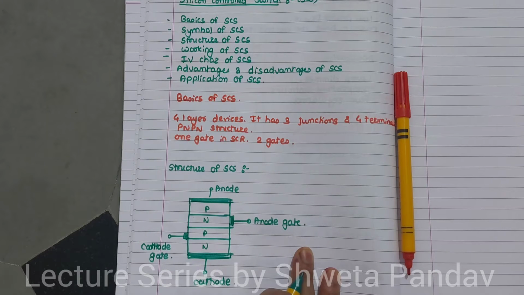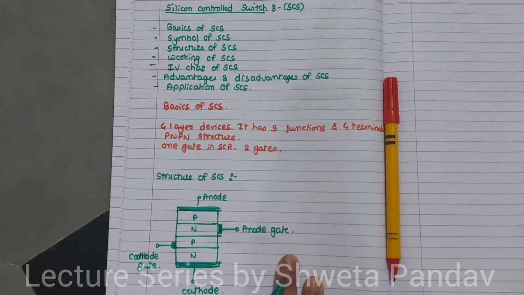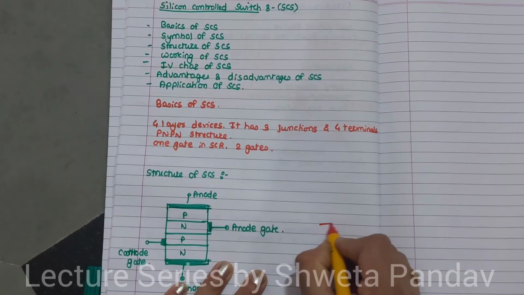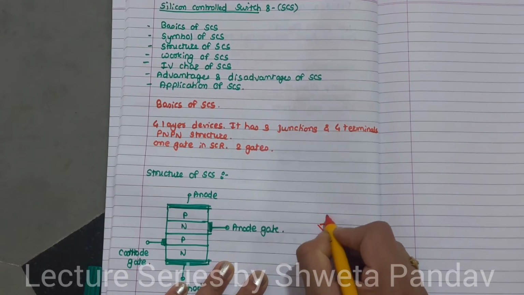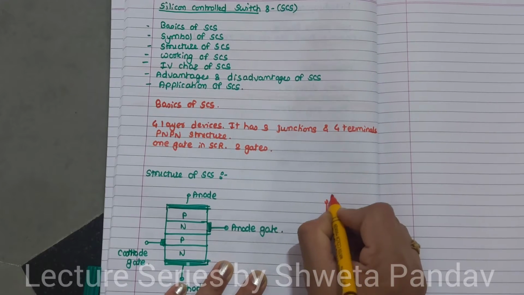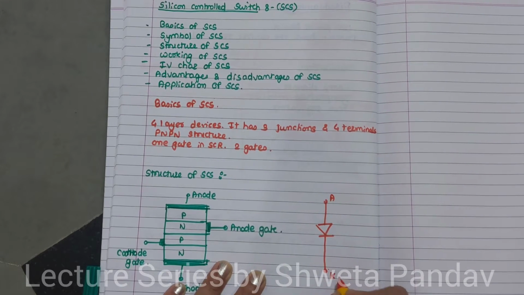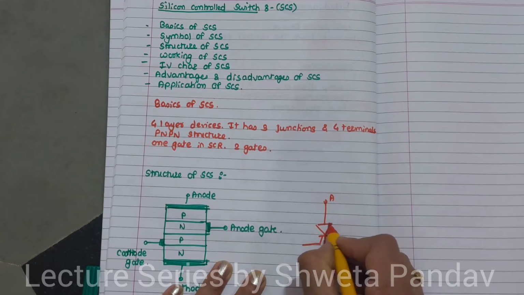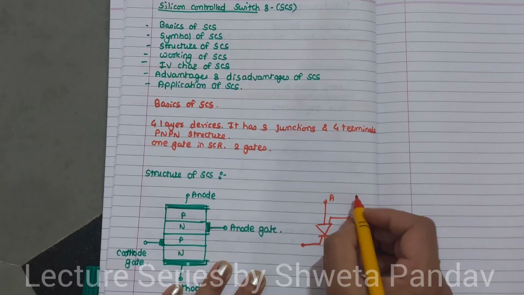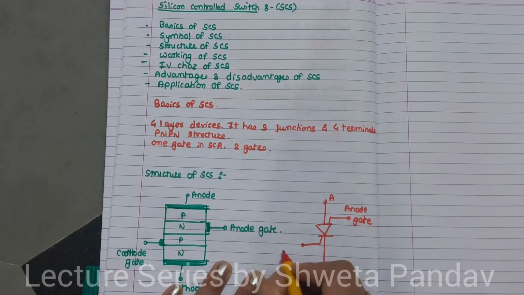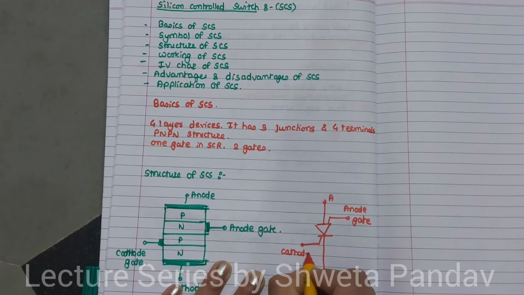Now let us draw the symbol of it. Let us first draw the normal SCR. Here is anode, here is cathode, and we are having 2 gates here, anode gate and cathode gate. So we are having anode gate here and cathode gate here.